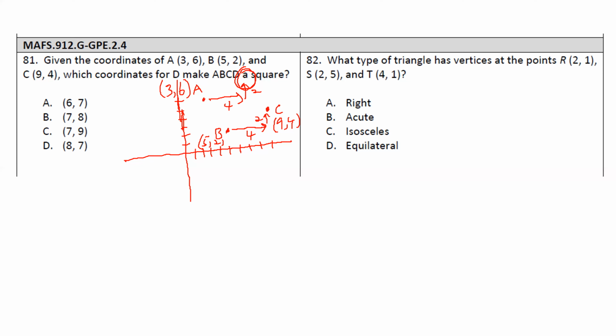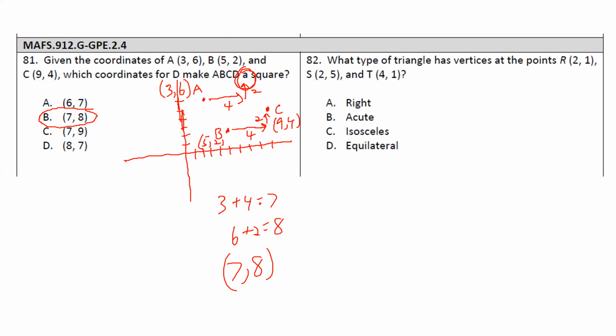And my other point should be at 3 plus 4, which is 7, and 6 plus 2, which is 8. So my new coordinate should be at 7, 8, which is B. So again, draw it out. Drawing it helps. All right, on 82, what type of triangle has vertices at these points?